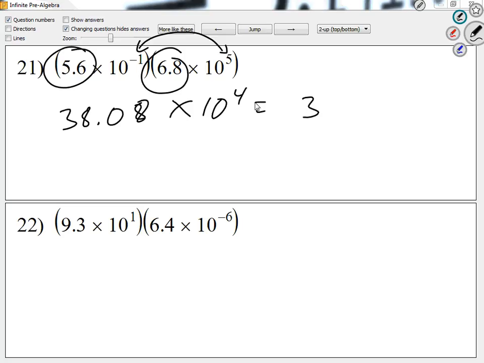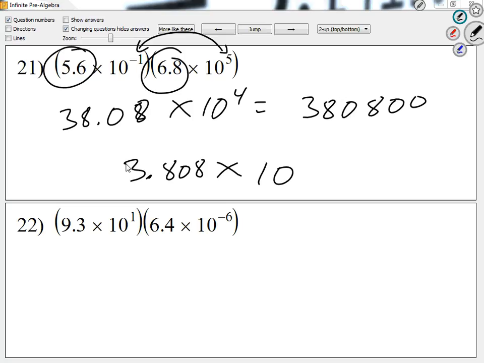I'm going to write 380800. Right, I moved it 4 spaces to the right. I said write the number out, then fix it to scientific notation. So I'm going to write this as 3.808 times 10 to the what? To the 5. So that was one way. Write the number out and then fix it to scientific notation.